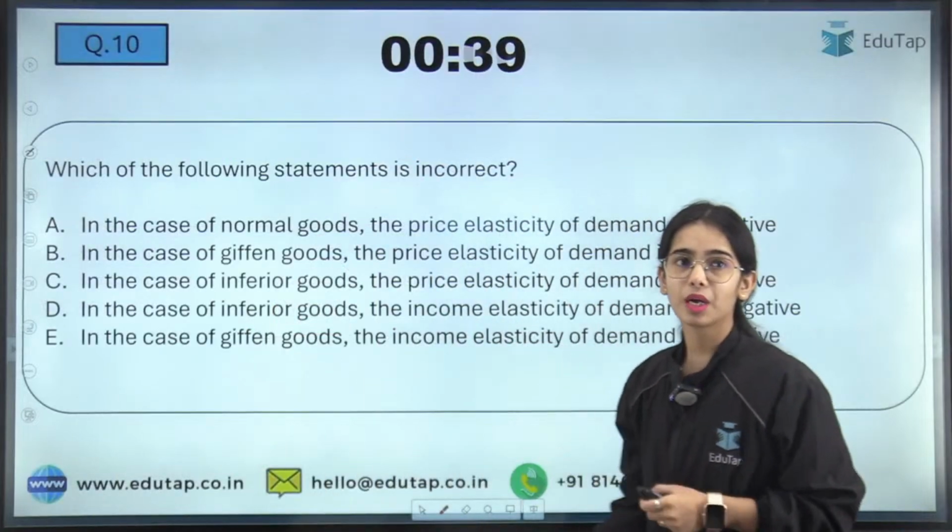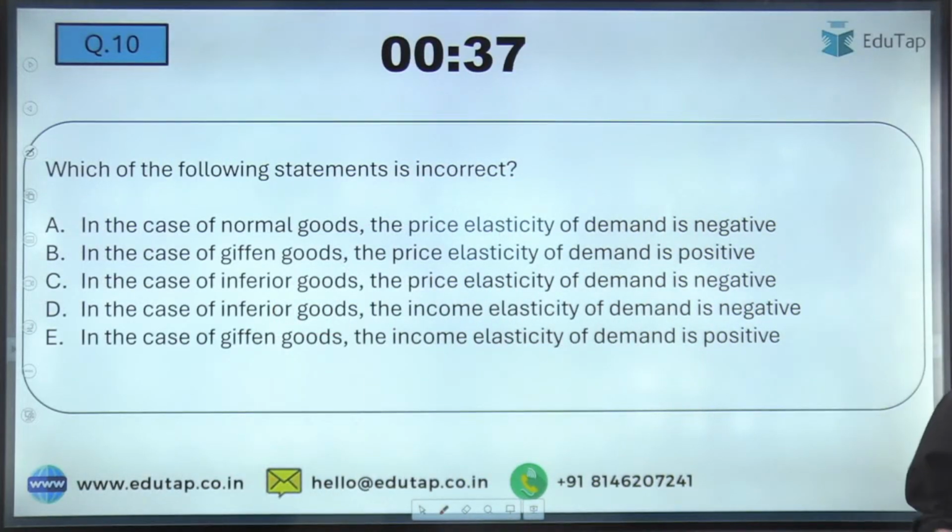Okay. Coming to the next question, try to answer this question. Whatever you have understood till now about the shape of the demand curves, that is what you have to use here.